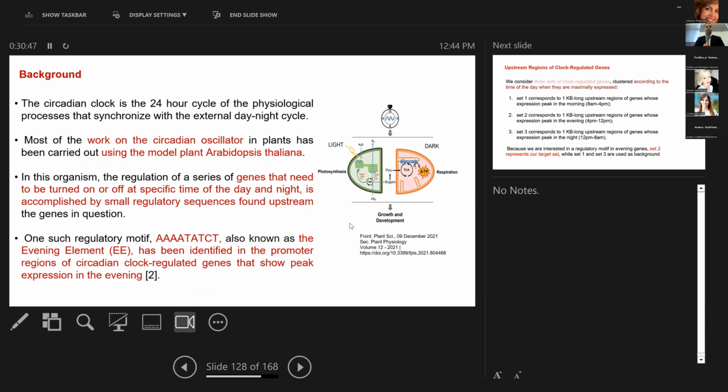As you know, the circadian clock is a 24-hour cycle of physiological processes that is synchronized with the external day-night cycle. Most of the work on the circadian clock has been done on the Arabidopsis thaliana plant. In this organism, the regulation of a series of genes that need to be turned on and off at a specific time of the day and night is accomplished by small regulatory sequences found upstream. They call this regulatory motif the evening element, the AAAATATCT element, which has been identified in the promoter region of the circadian clock-regulated genes that show peak expression in the evening.